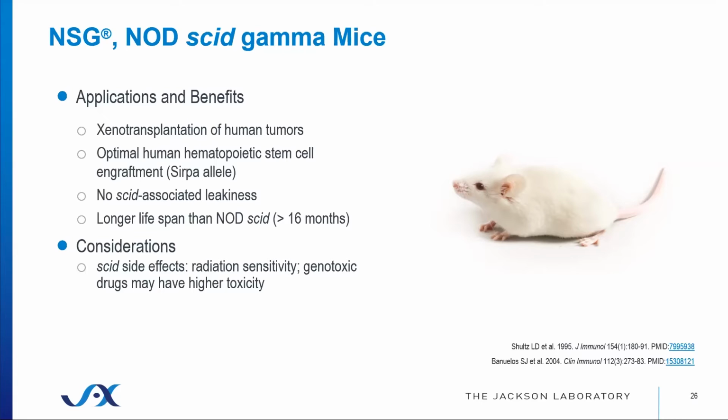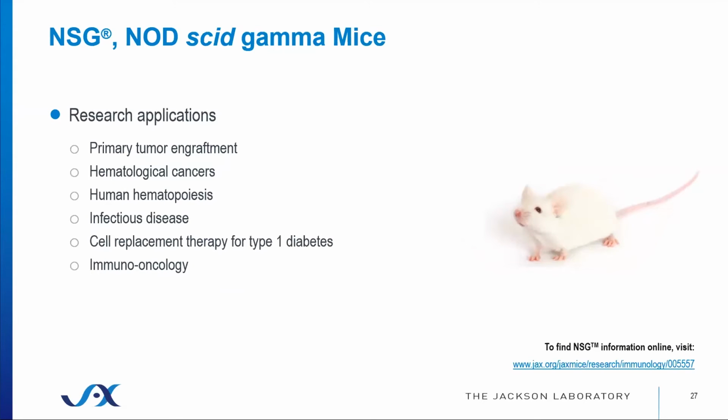The main consideration with the use of NSG mice is that the SCID mutation has the side effects we discussed previously, namely the radiation sensitivity and that genotoxic drugs may have a higher toxicity. The NSG mouse strain has become one of the most useful and versatile immunodeficient mouse models to date, with a lot of different research applications. Kale will discuss some of these applications more in depth with you today.